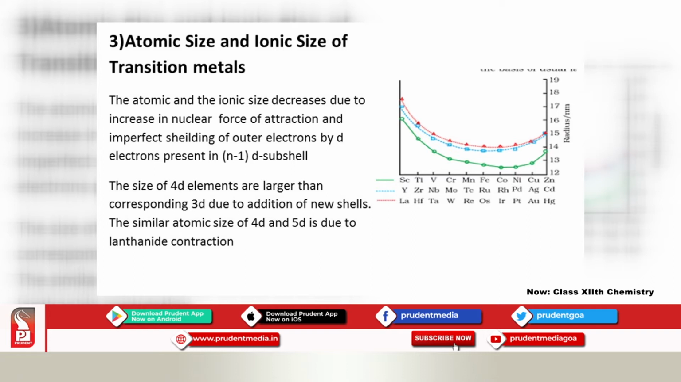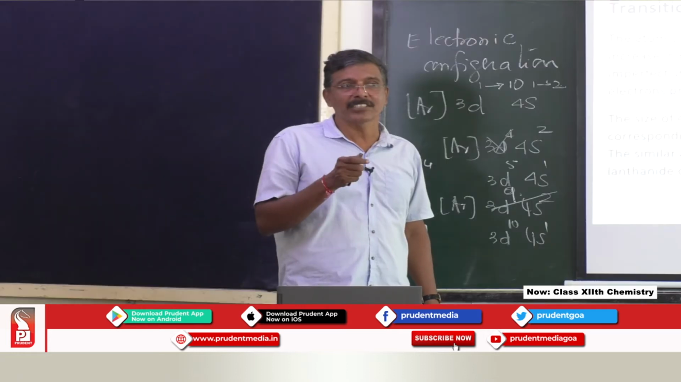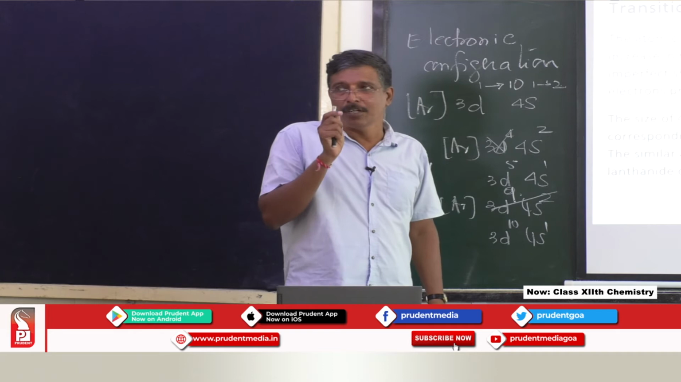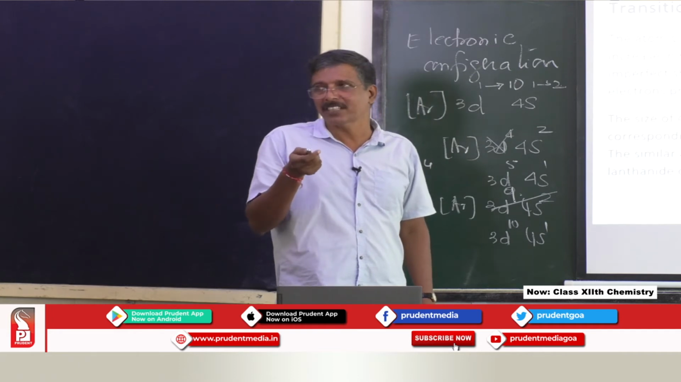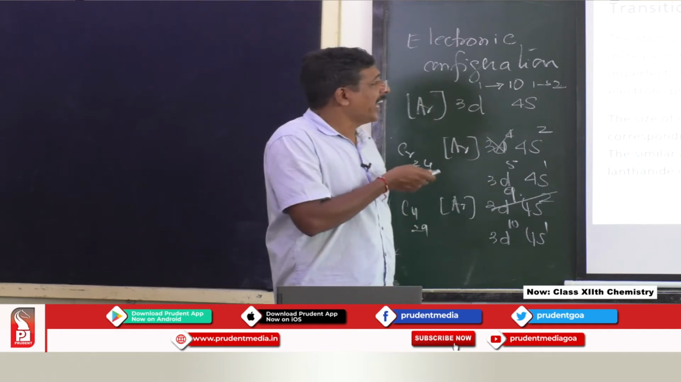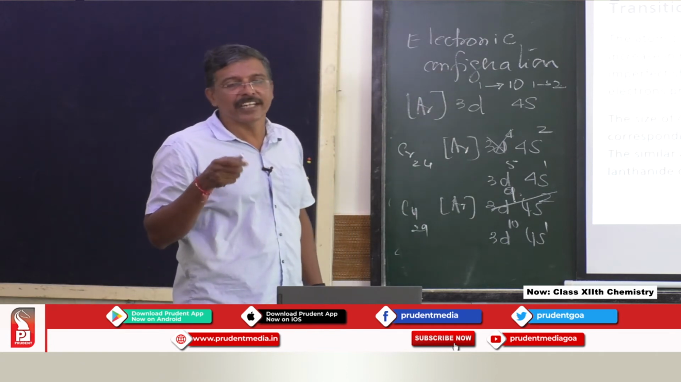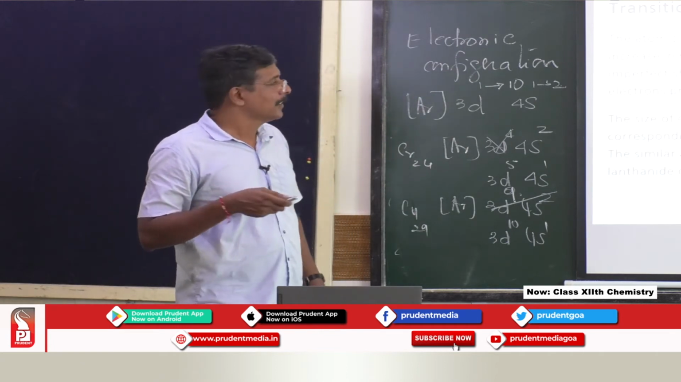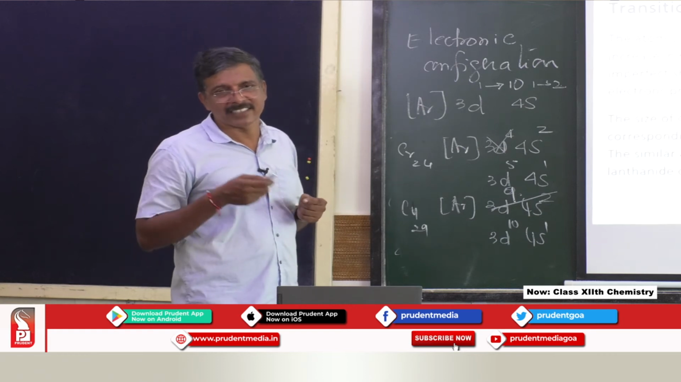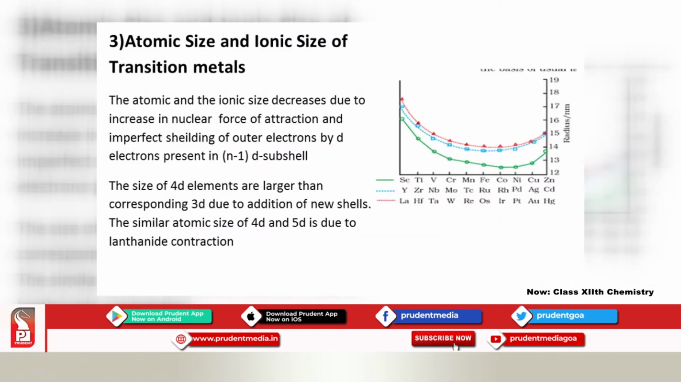So the attraction in scandium is less compared to zinc, because in zinc there is attraction between the 30 electrons and the nucleus. The nucleus is plus 30, the electrons are minus 30, so the size decreases. When the attraction between the nucleus and the electrons increases, the size decreases. The atomic and ionic size decreases due to the increase in nuclear force of attraction and imperfect shielding of outer electrons by d electrons, that is the n-1 d shell. Okay, it is imperfect shielding.